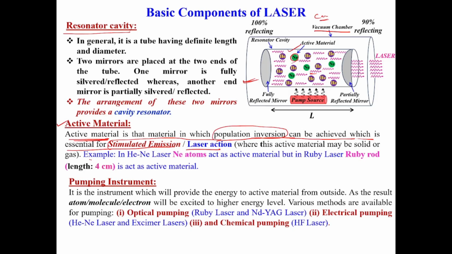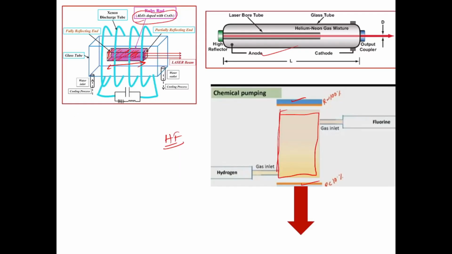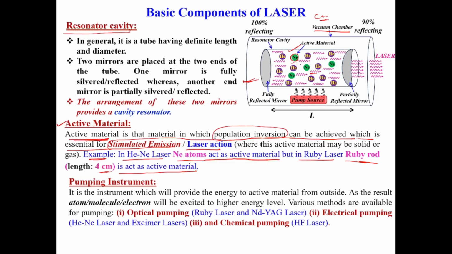Here I have also written an example: in helium neon laser, neon atoms act as active material, but in ruby laser, the ruby rod having a length of 4 cm acts as active material. Just now I showed you this is the ruby rod. So this rod is the active material itself. But in the case of helium neon laser system, neon is the active material in which we can get the population inversion. How and why, we are going to discuss later.